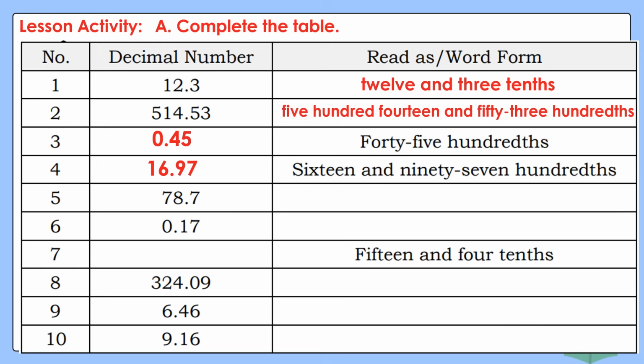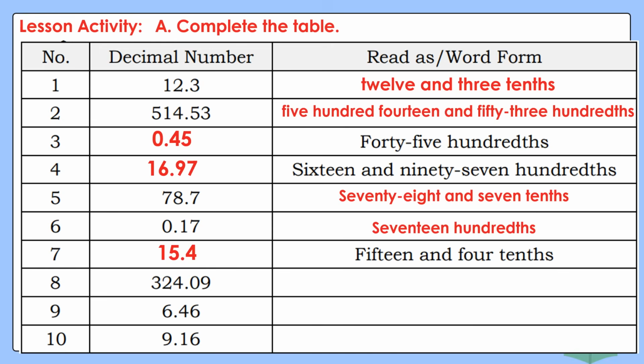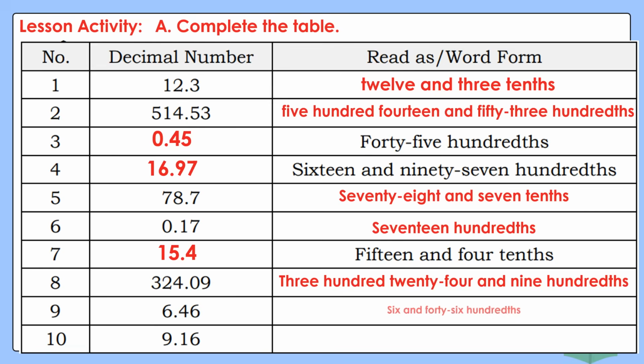16.97, 16 and 97 hundredths. 78.7, 78 and 7 tenths. 0.17, 17 hundredths. 15.4, 15 and 4 tenths. 324.09, 324 and 9 hundredths. 6.46, 6 and 46 hundredths. 9.16, 9 and 16 hundredths.